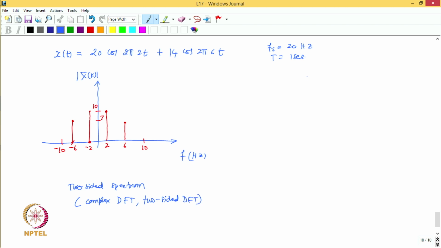Now, if we determine the single-sided spectrum, it can be plotted in this manner. Here we are showing the magnitude of the single-sided spectrum as a function of frequency, from 0 to 10 hertz. We have a component at 2 hertz with amplitude 20, and a component at 6 hertz with amplitude 14. So this is a single sided spectrum.